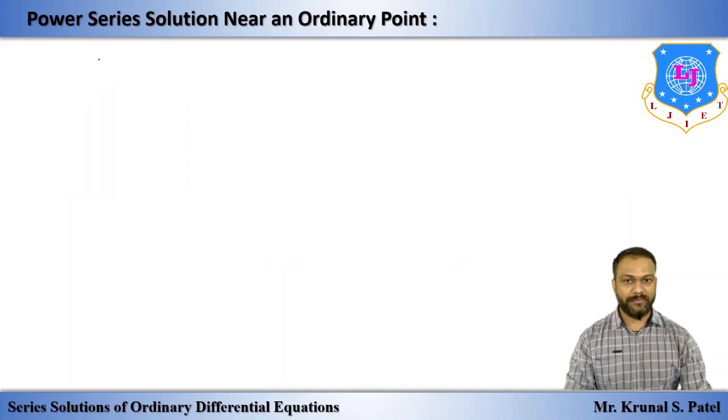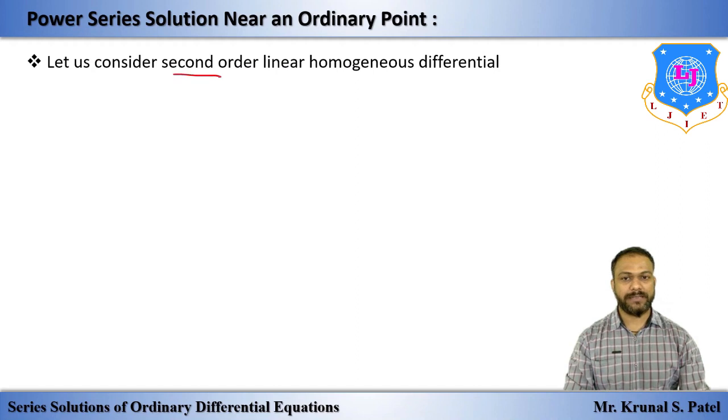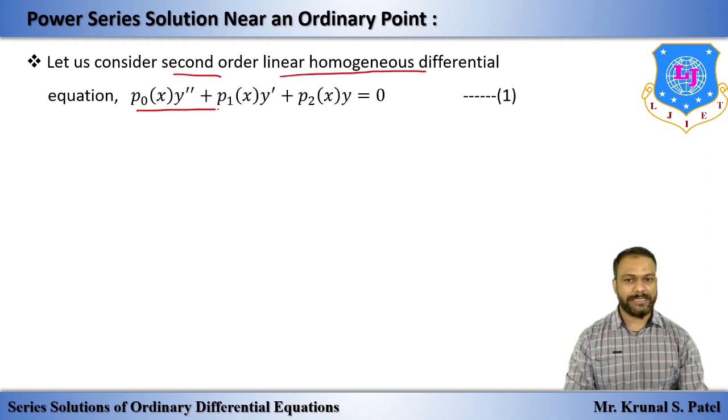So let's understand with some steps that you have to remember, and using the same steps you have to solve the example. So let us consider a second order linear homogeneous differential equation: P0 of x y double dash plus P1 of x y dash plus P2 of x y is equal to 0. Say equation number 1. Okay, this kind of equation is given.